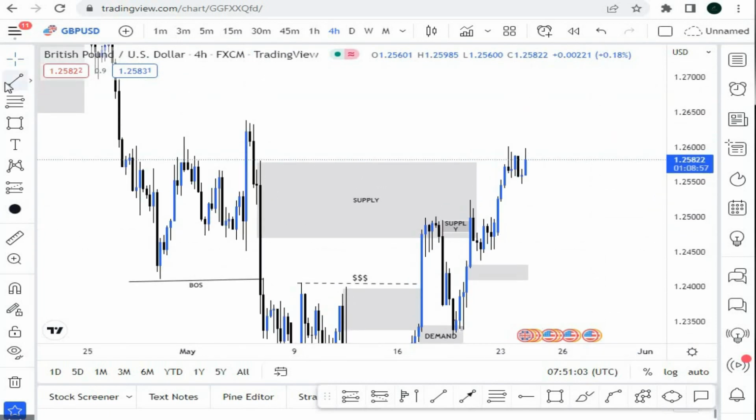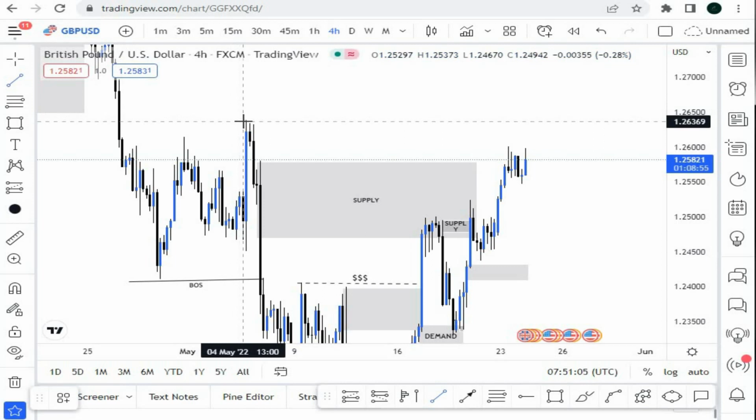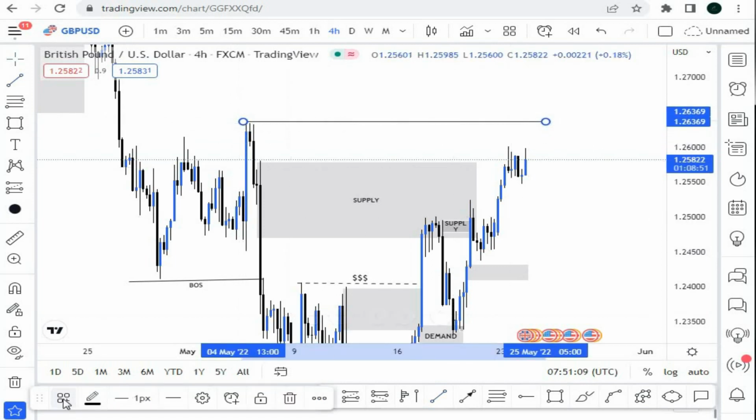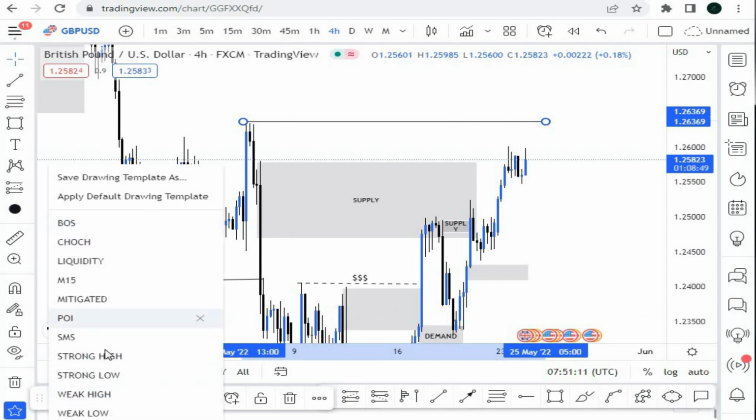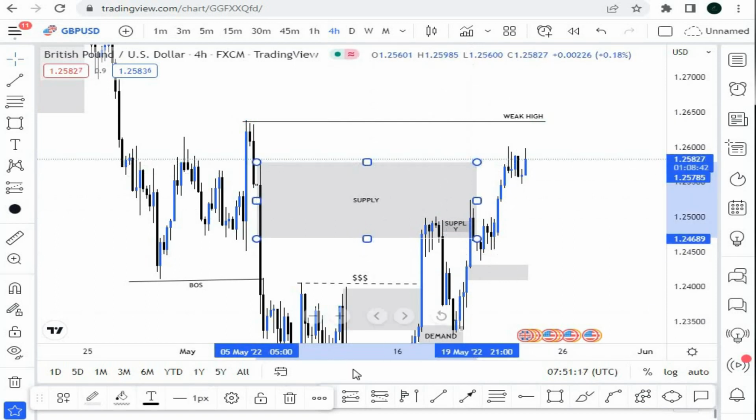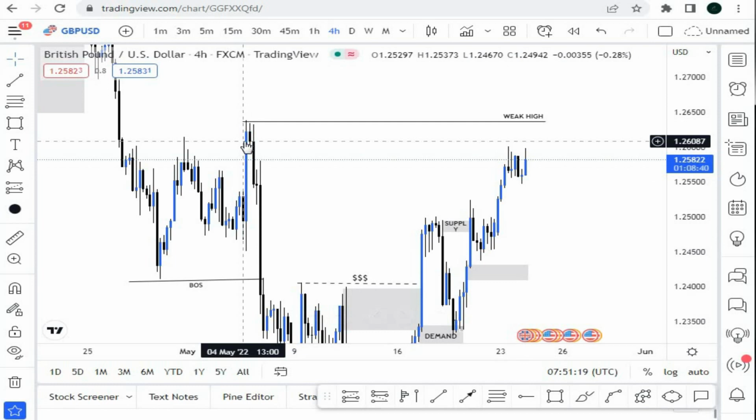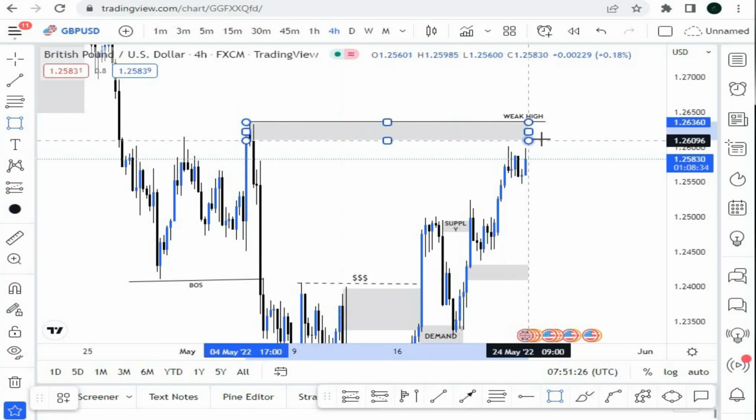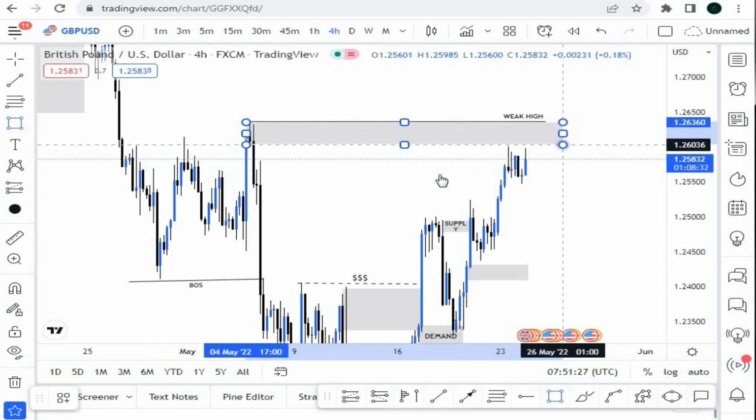So what we are expecting now is for the price to take out this weak high, because it will now become weak because of this price approach right there. Also, we have a supply zone inside, which has not yet been mitigated. So we wait for the price to give us something before looking for our entries.